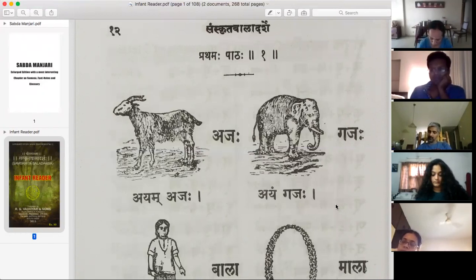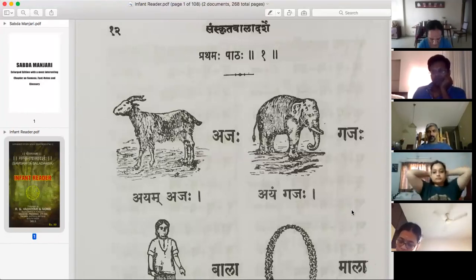Okay, so for now, we will just keep it aside. So we just understand that if there is no verb, then we have to supply the verb. The verb needs to be supplied. It can't be just forgotten. It has to be supplied.